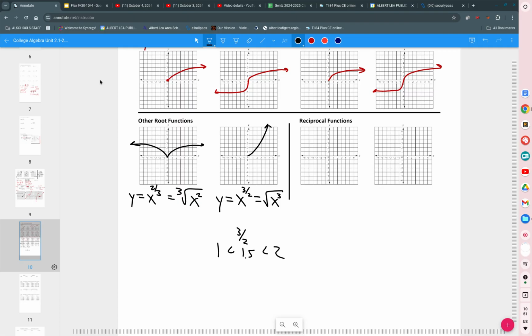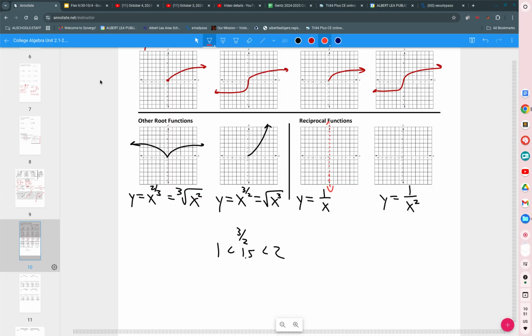And finally, our last ones are our reciprocal functions. Y is equal to 1 over x, and y is equal to 1 over x squared. Notice that we've already talked about domain of a lot of these type of functions, and you should recognize that what value can you not plug in for x here? 0. So therefore, this graph has what we call a vertical asymptote at 0.